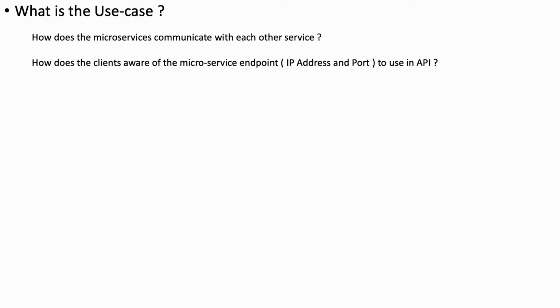Similarly, if you have clients which are interacting with your microservices, the client will get the functionality from the microservices through HTTP APIs, REST APIs. These HTTP calls will use the endpoints of the services. So how does the client know that this is the endpoint that I have to call, I have to use in my API signature?